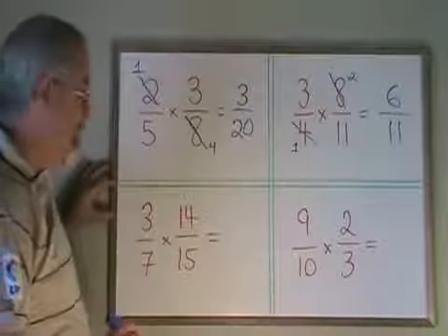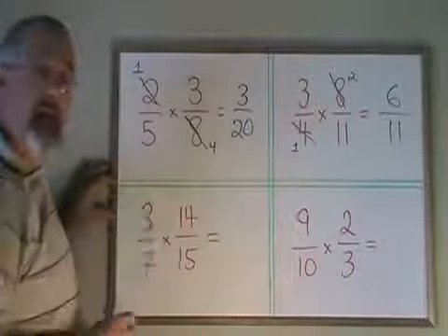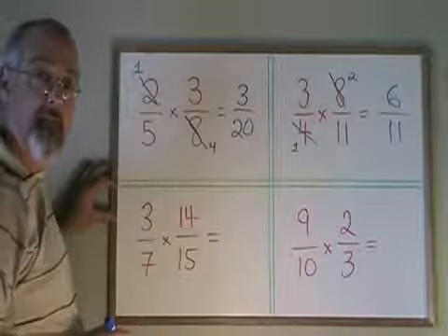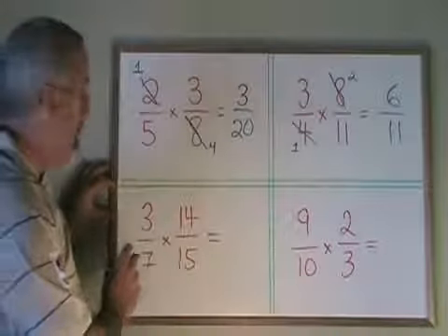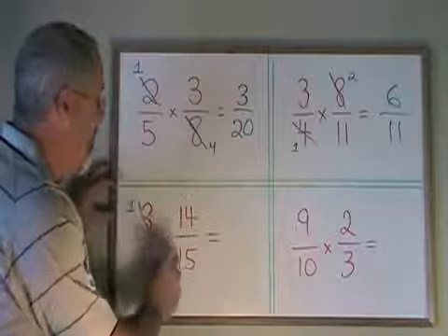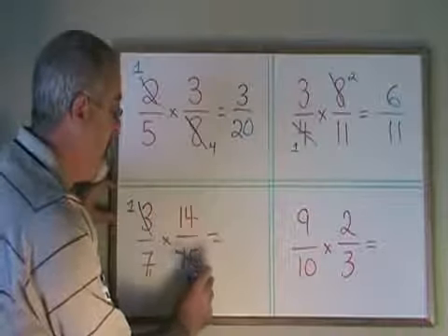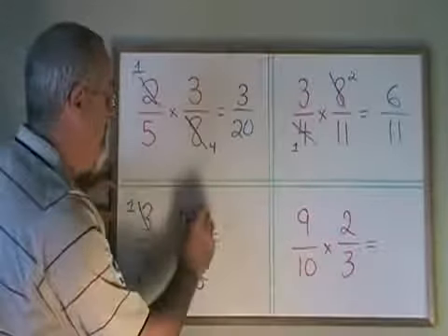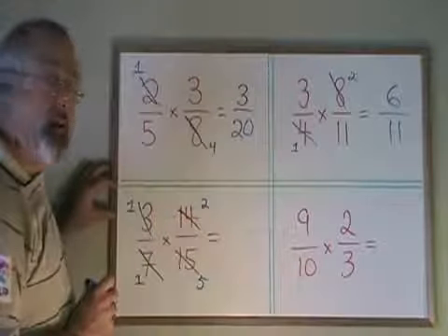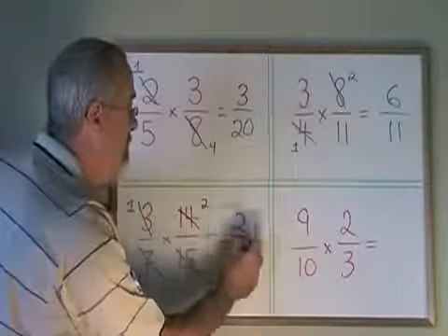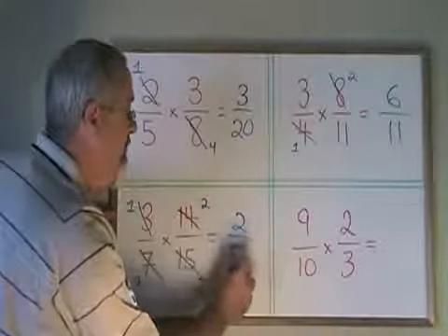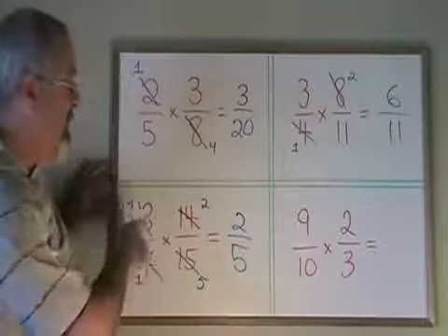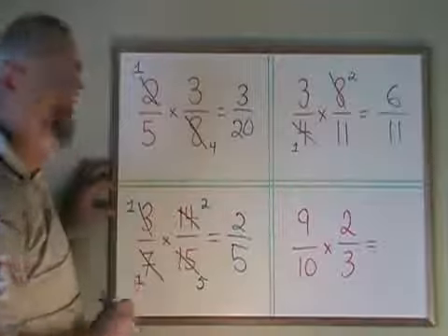Here's one that's a little bit more complicated, because the 3 and the 15 have a common factor of 3, while the 14 and the 7 have a common factor of 7. Cancelling the 3's first, 3 divided by 3 is 1, 15 divided by 3 is 5, 7 divided by 7 is 1, and 14 divided by 7 is 2. I end up with the top 1 times 2, and the bottom 1 times 5. I have my final answer 2/5, which cannot be reduced further. And this shows that sometimes you have two cancelling opportunities in the same multiplication of fractions.